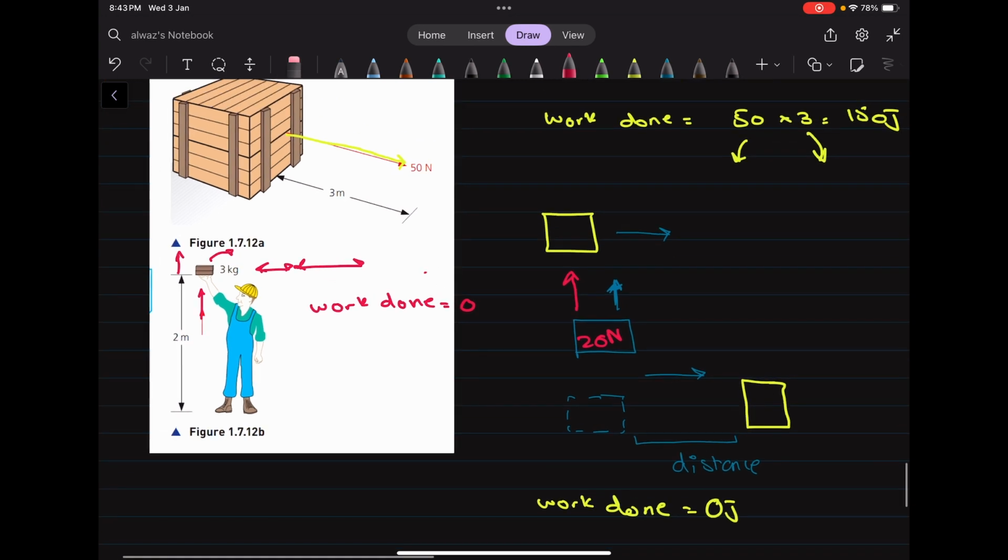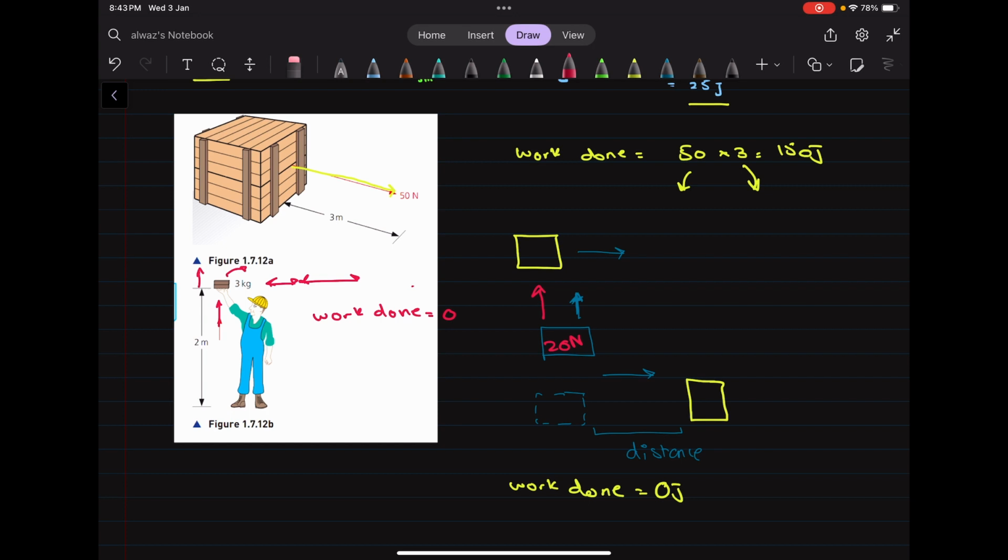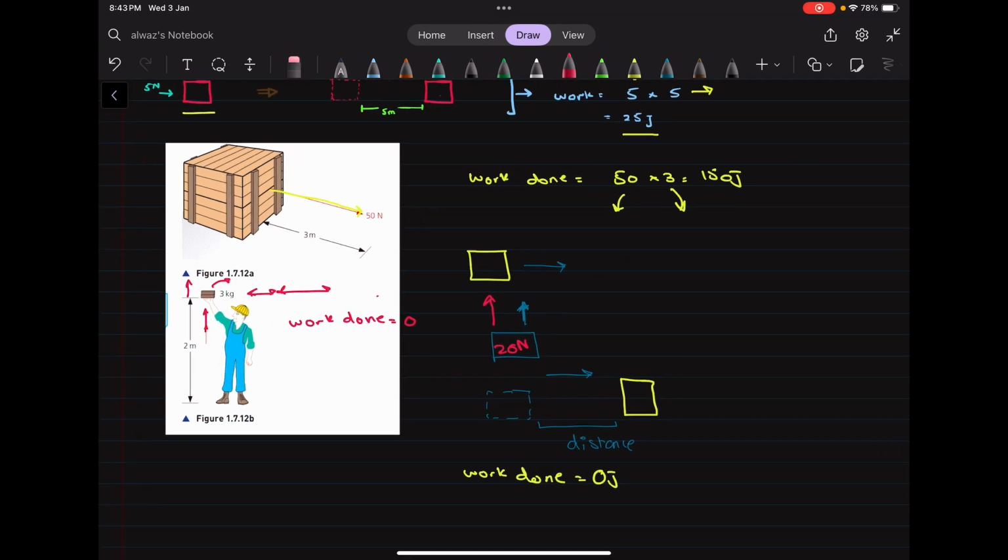This is all for work. Now in questions, we'll see that work and energy are kind of mixed up, and we're going to see how we need to attempt those questions. This was the basic concept, and I'll upload a video for the examples for work and energy later on. In the next video, we're going to talk about power.